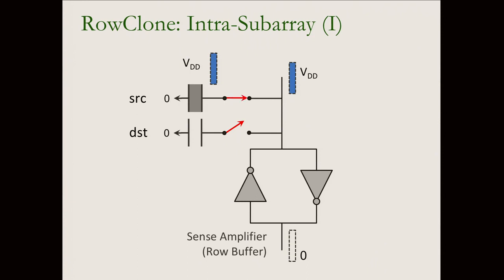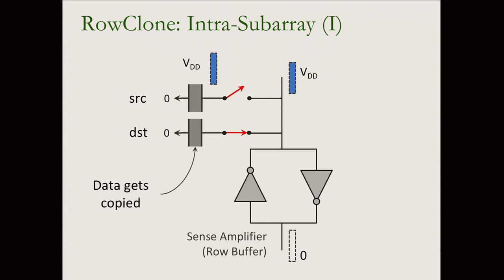Now what do we do? The next step is to keep that value in the sense amplifier and push it into the destination. The idea is very simple. You do another activate to the destination. Once you do this activate over here, this bit line is fully charged, and the sense amplifier is very strong. Because this bit line is fully charged, it pushes the charge into the destination row. As a result, the data that you read in the previous activate gets copied to the destination row. Make sense? It's very simple.